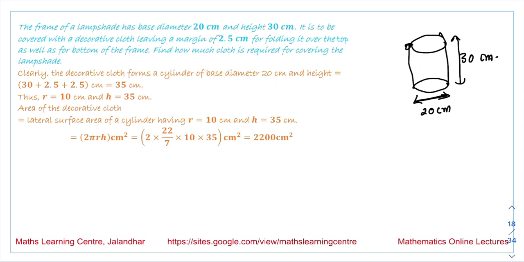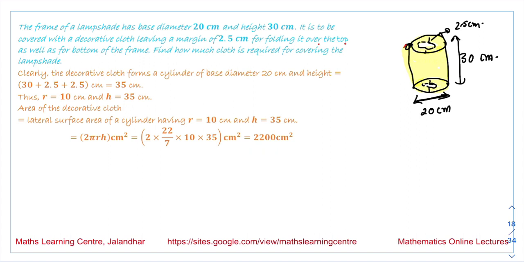It is to be covered with a decorative cloth, leaving a margin of 2.5 centimeter for folding it over the top as well as for the bottom of the frame. So this thing is to be covered with a cloth like this. The important thing given to us is that some margin is to be left on both sides. This is the margin being left for top and bottom, and that margin is 2.5 centimeter.